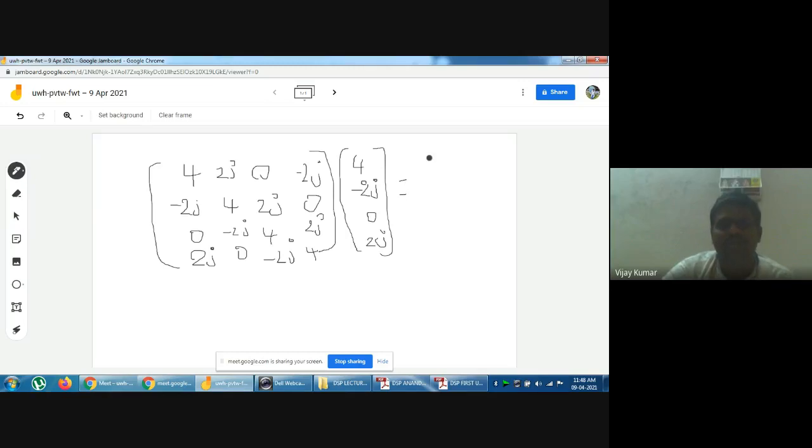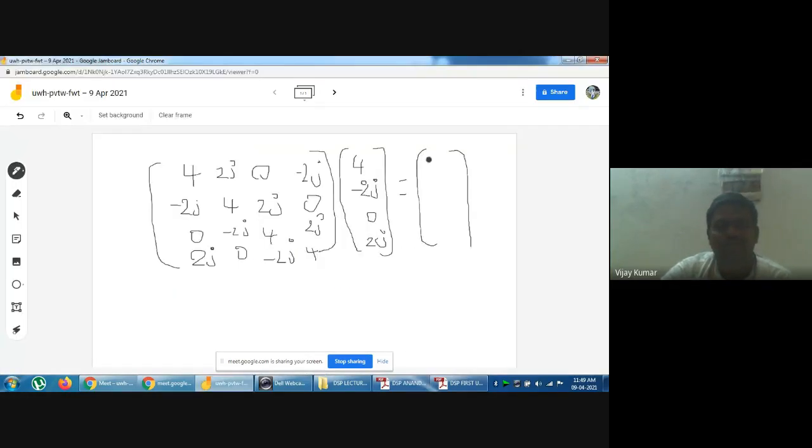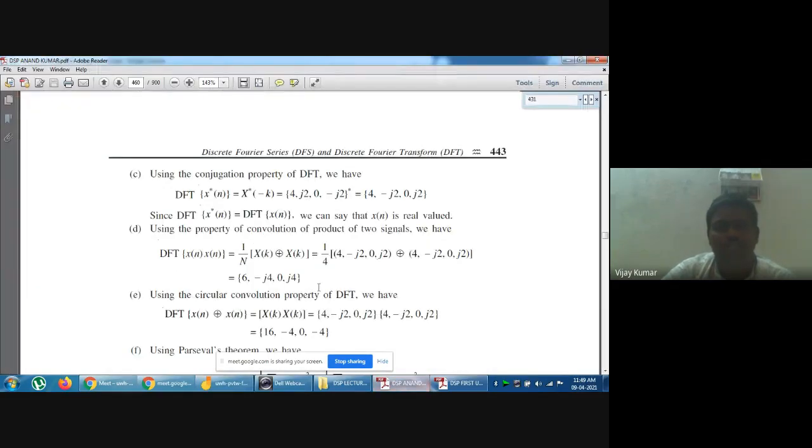So multiply and add them. Let us check the first sequence. 4 into 4 is 16. 2j into minus 2j, that means 4 into minus j square, which is 4 only. 16 plus 4 is 20. Again 0 into 0 is 0. Minus 2j into 2j is 4. So 16 plus 4 plus 4, the first value is 24. Again we need to divide with N, 1 by N. So 24 divided by 4 is 6. So you will get answer 6.